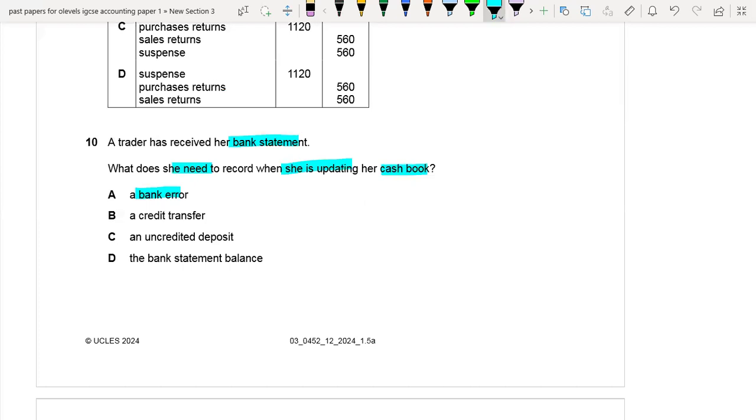Credit transfer. Yes, this can be recorded. Why? Because we don't know about this credit transfer, but your bank has recorded it. And uncredited deposit. So you have recorded it, but the bank hasn't. So that's why you don't need to record it.